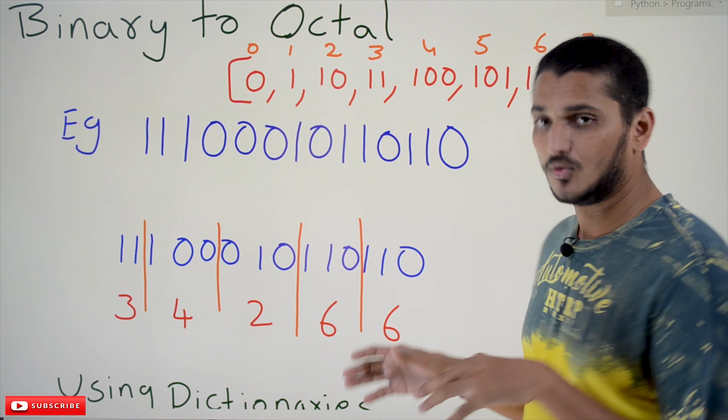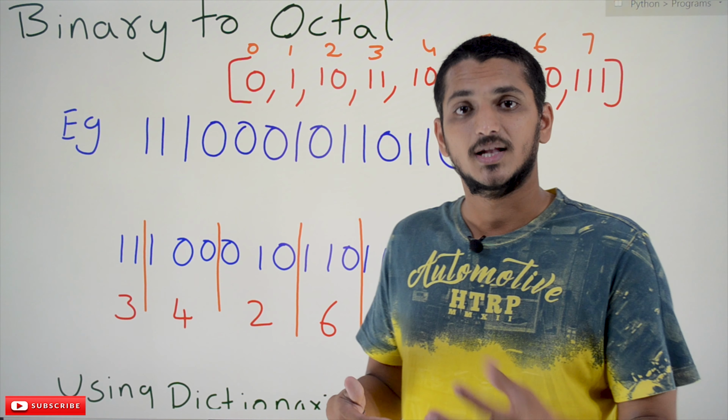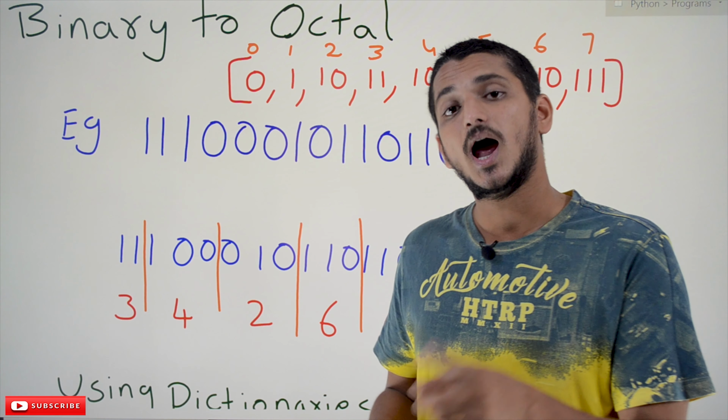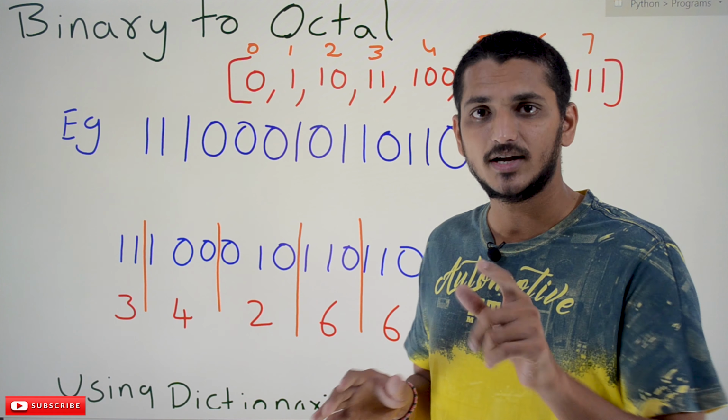Now coming to this, we understand the logic, and now how we implement it in Python. Let's try to understand. We will implement it in 2 ways. We will use a list and we will use a dictionary also. So what's the use of a dictionary, we will understand now.